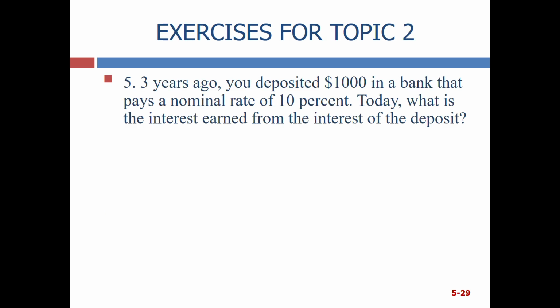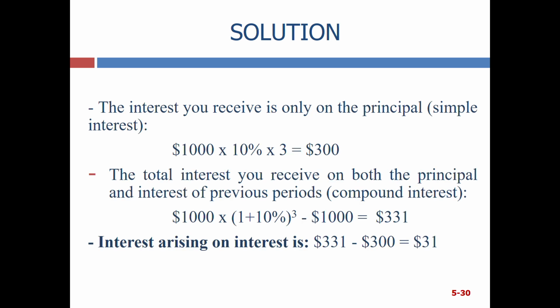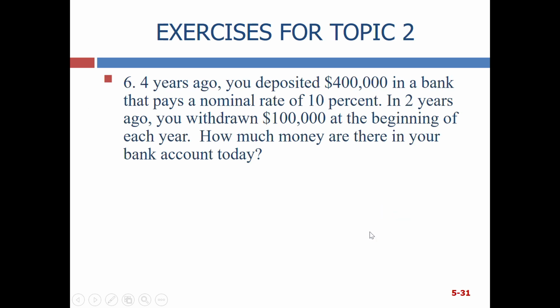Exercise 5 will help you understand more about simple interest and compound interest. First, you calculate the simple interest. It shows the interest you receive is only on the principal. Next, you calculate the compound interest by using the FV formula, and remember to subtract the principal $1,000. This is the total interest you receive on both the principal and interest of previous periods. So, to calculate the interest earned on interest, you just need to subtract the simple interest from the compound interest. The result is $31.